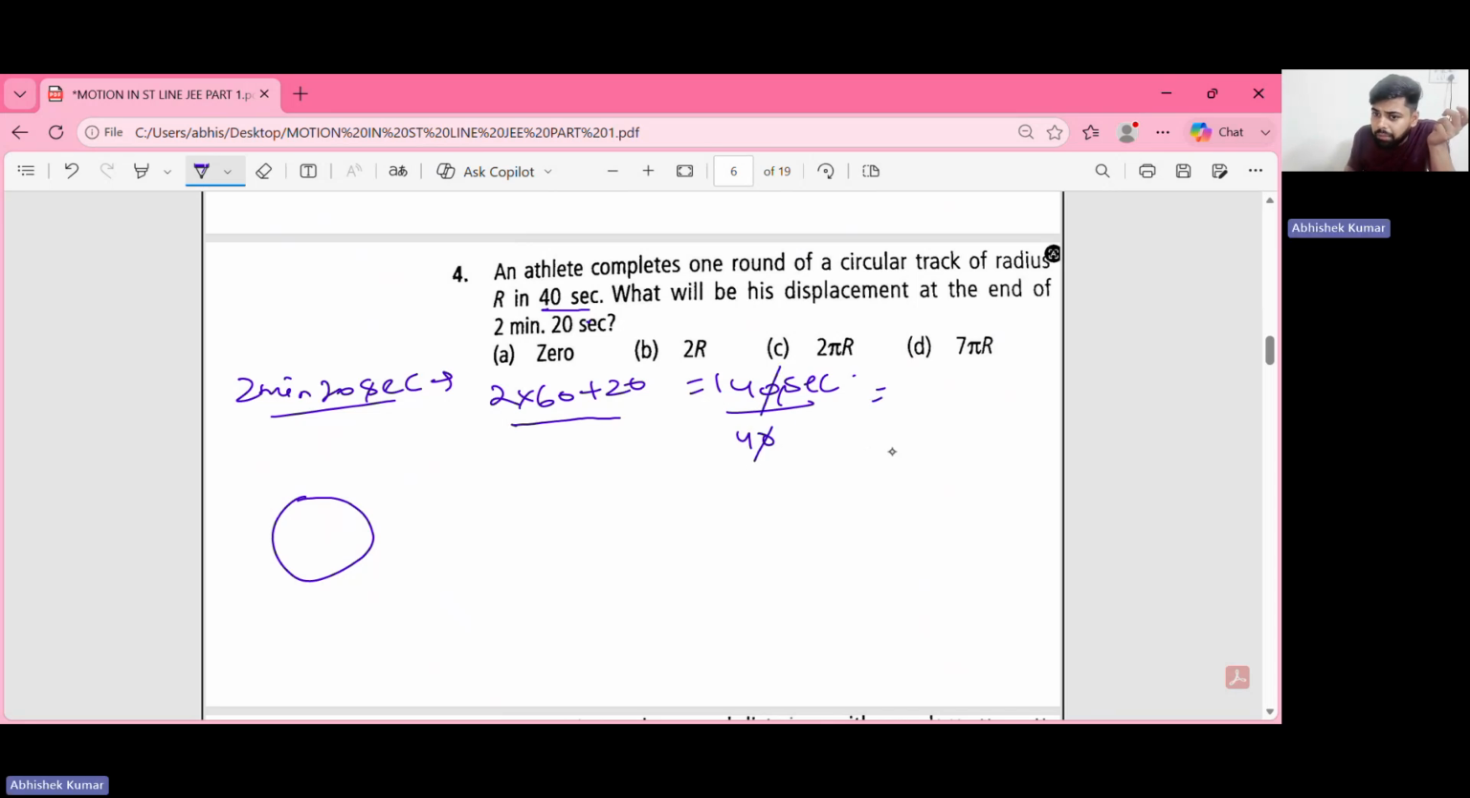So 4 3 ja 12. Matlab 3 complete revolutions. And how much will be left? 20 seconds. Matlab half revolution. Matlab 3.5 revolutions. Is it clear to all? See now, 40 seconds is one revolution.